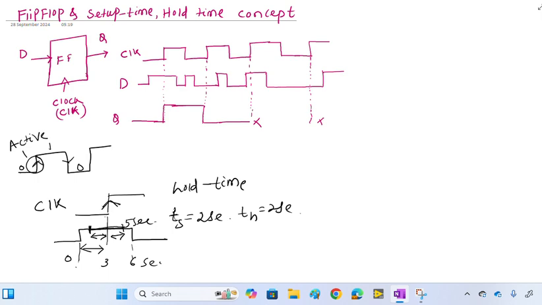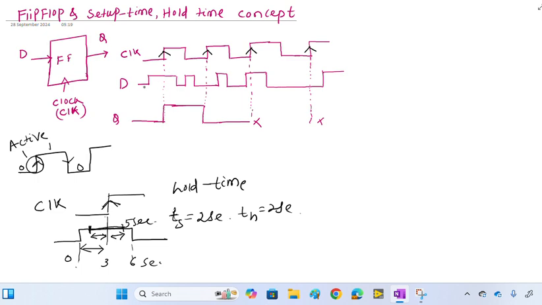Now we'll understand this in terms of a timing waveform. I have drawn this clock signal. The clock signal is given to the flip-flop, and this flip-flop is a D flip-flop which is positive edge triggered. That means whenever this edge comes, the flip-flop will be active. Active means it will transfer the D value to the output Q value. Now we'll understand how the setup time and hold time violations occur here.